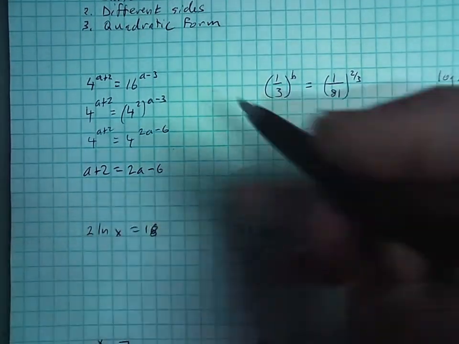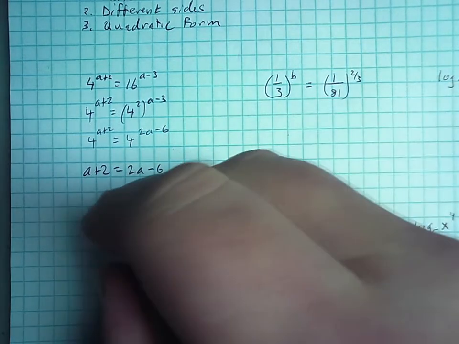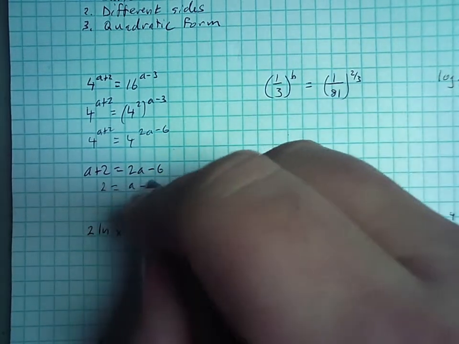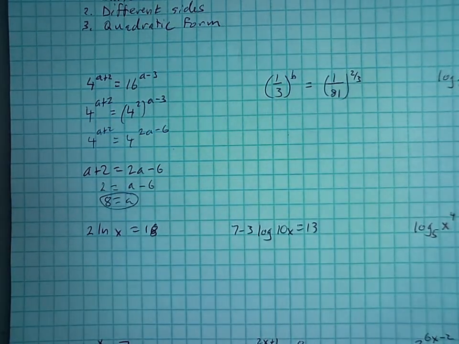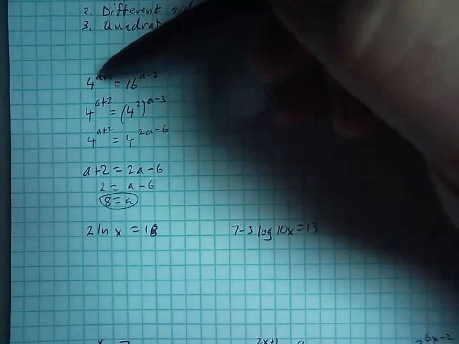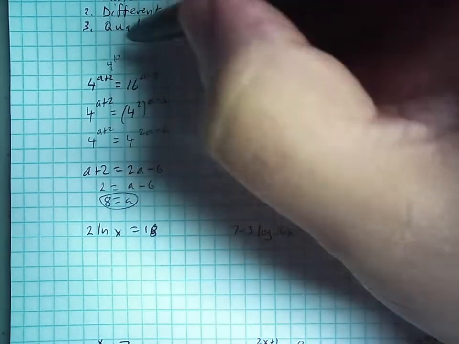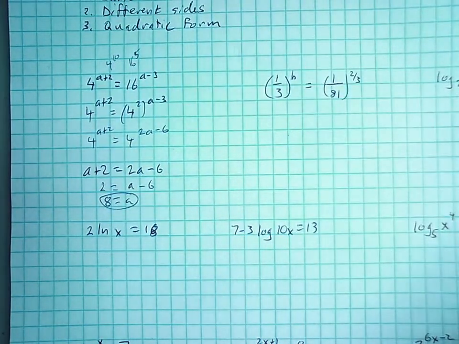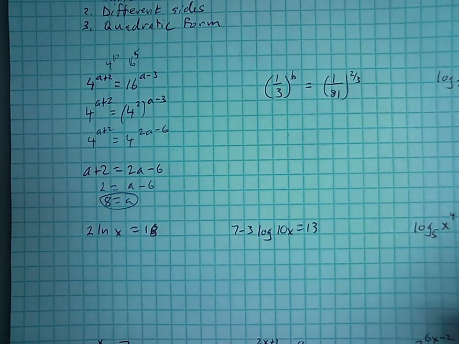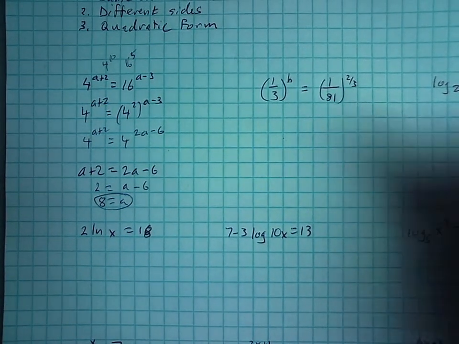So a plus 2 equals 2a minus 6. I'm going to subtract the a over to be with the other a, then add 6, and a is 8. Which is the correct answer. That gives me 4 to the 10th power being the same as 16 to the 5th power, which is absolutely true because 16 is the square of 4.